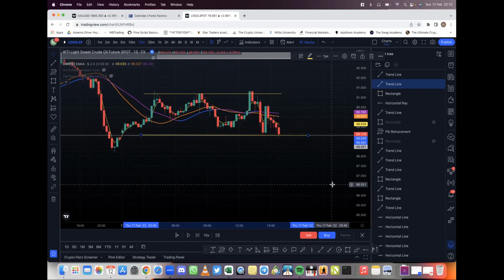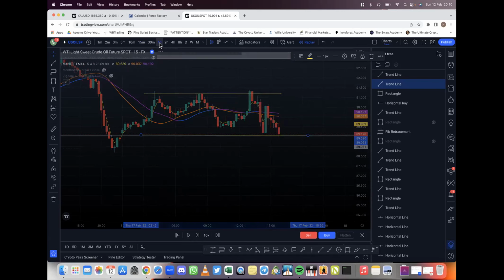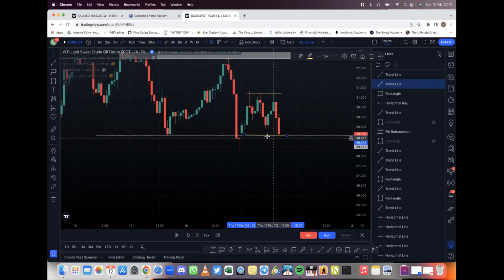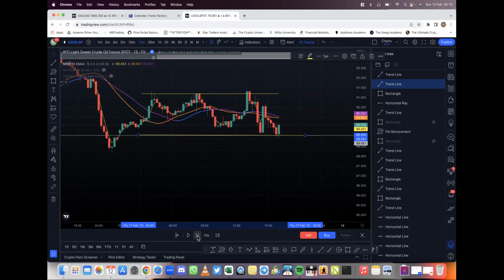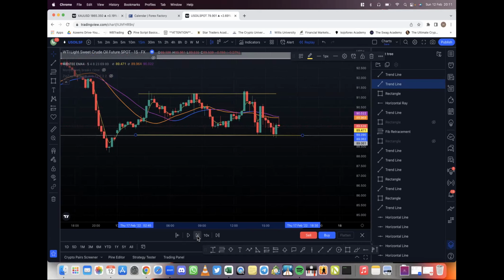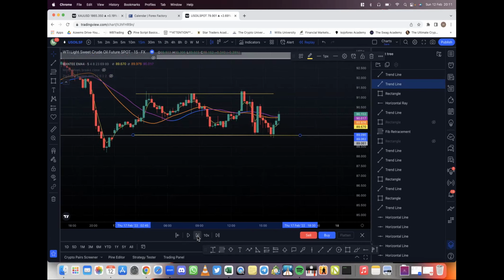Now we've broken. But even this break, it won't be clear. So what time is it? 3:45. Check the 1 hour. Yes, this 1 hour looks quite convincing, but let's wait. It's retesting. So it's not broken those levels.